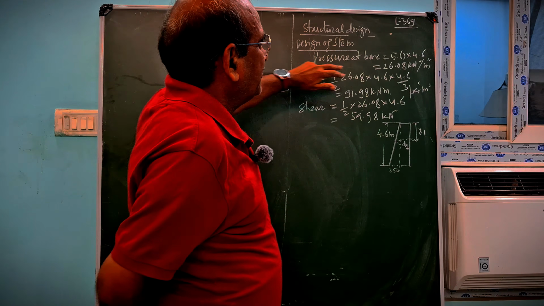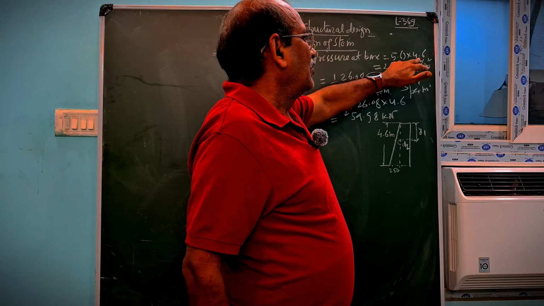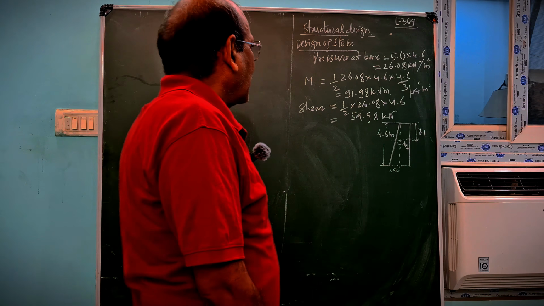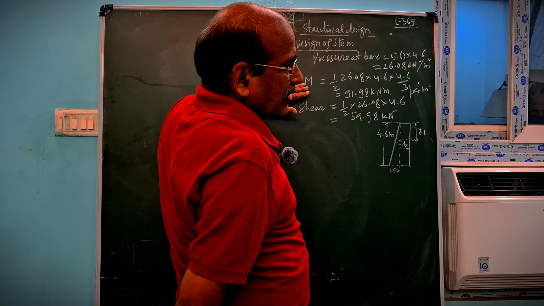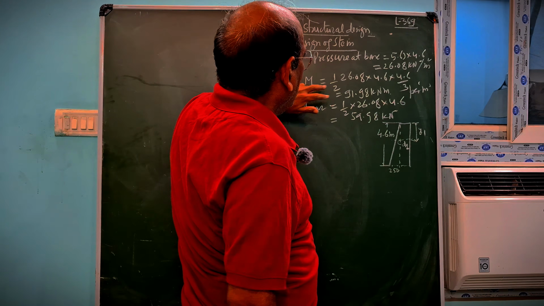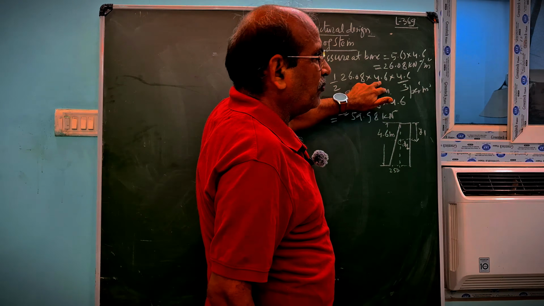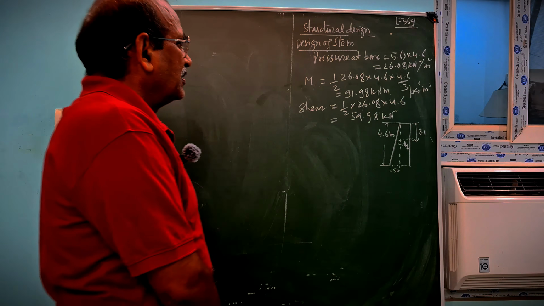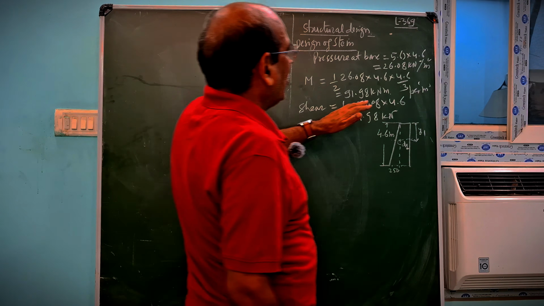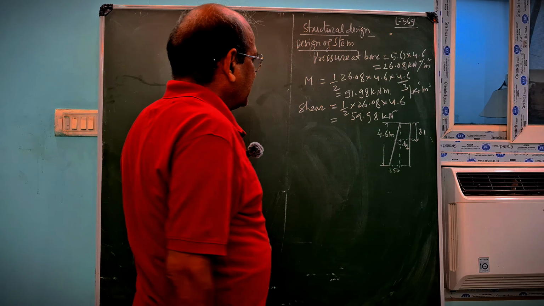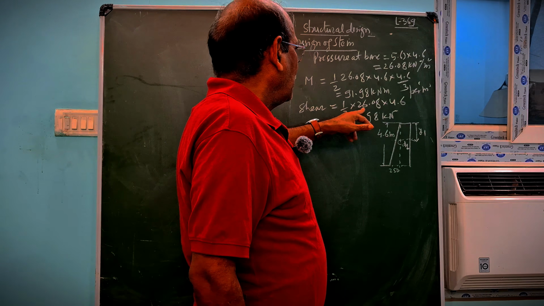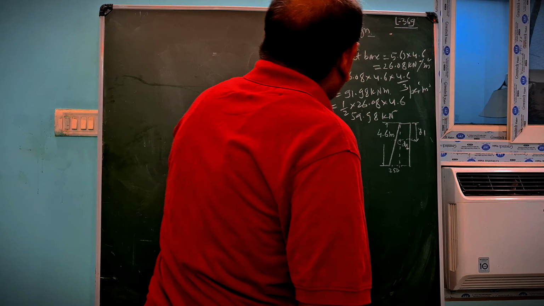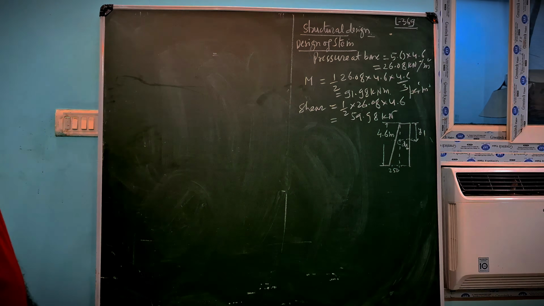Pressure at base is 5.67 into Y. Here Y is 4.6, so we get 26.08 kilonewton per meter square. So moment, considering 1 meter length, equals 1 by 2 into 26.08 into 4.6 into 4.6 by 3, that is Ph by 3. This is coming 91.98 kilonewton meter. And shear is 1 by 2 into 26.08 into 4.6, which is 59.8. So we have got the moment and shear.